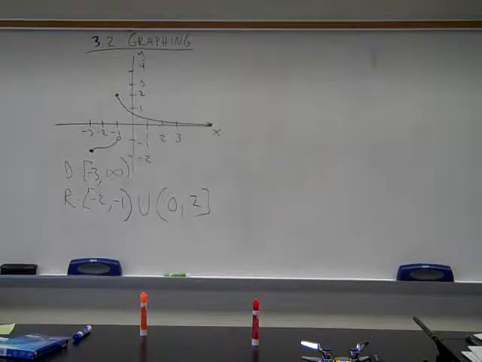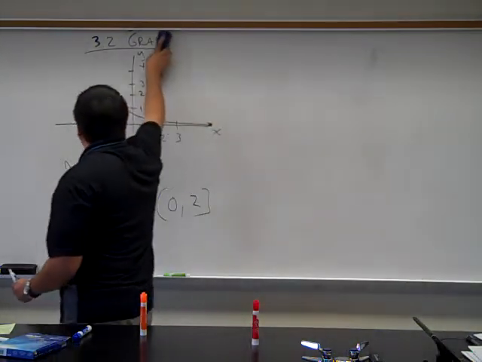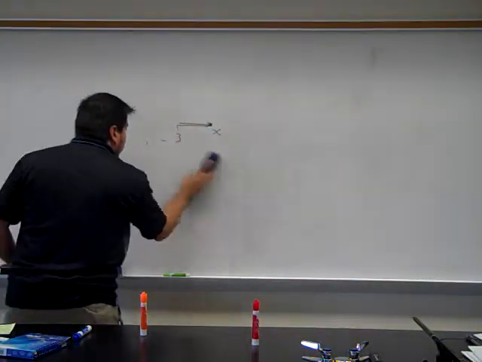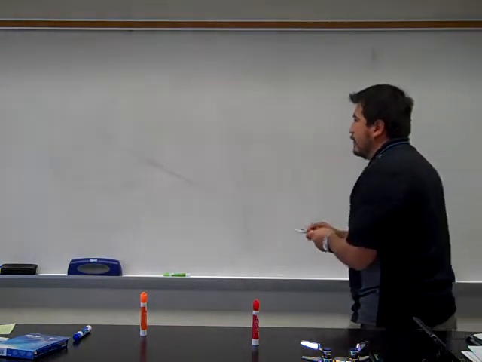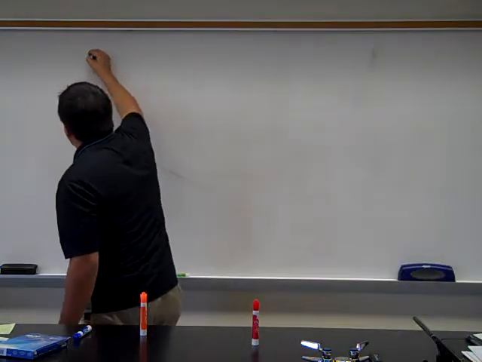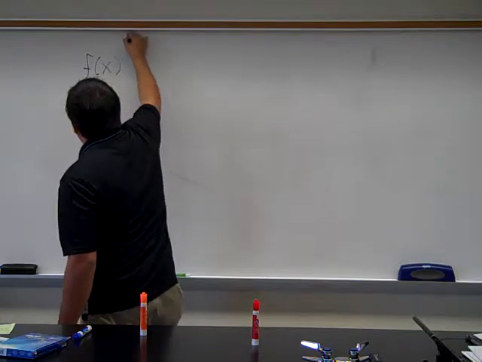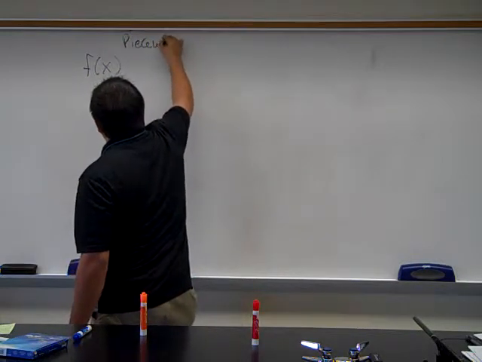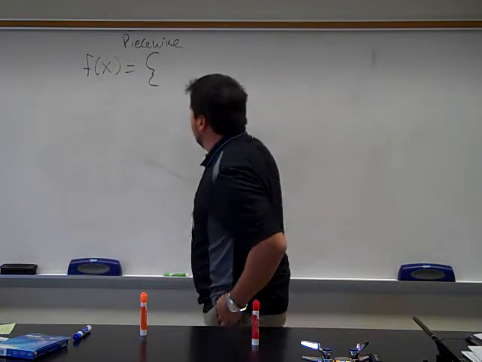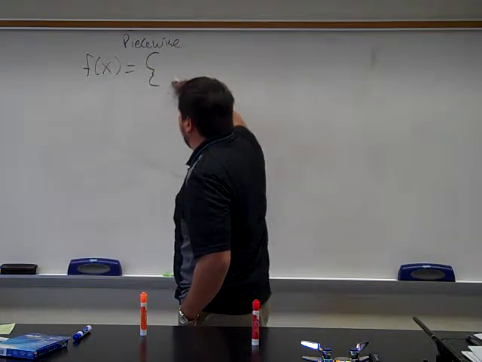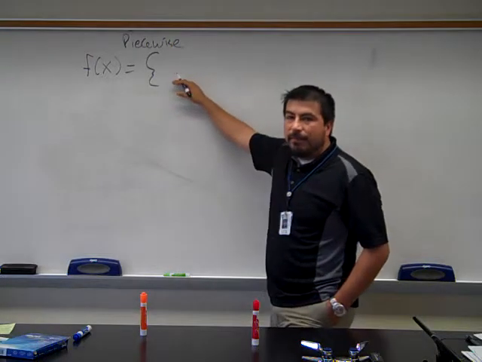Okay, the last piece in 3.3 was piecewise graphing. So I'll just quickly explain the concept. Piecewise graphing looks something like this. So maybe f of x, so this is piecewise. You'll have two or more functions, but you're only going to want parts of them.